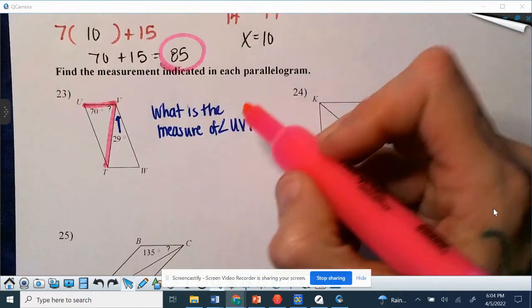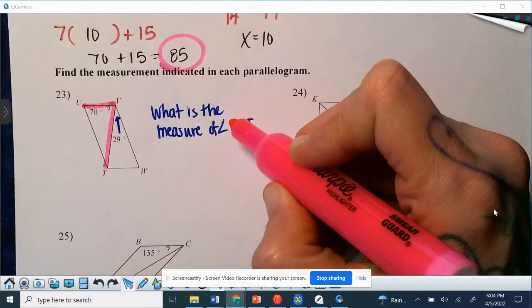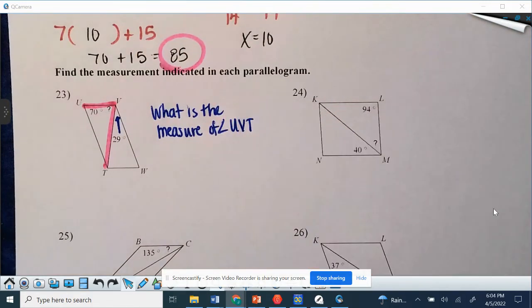And they go in that order. So you're going to put your pen on U, then you're going to hit V, and then you're going to hit T to make sure you are looking in the right place. Because again, we can find all four of them if we have one of them, but we want to make sure we're answering the question that they are asking.